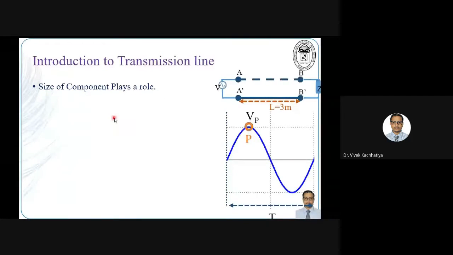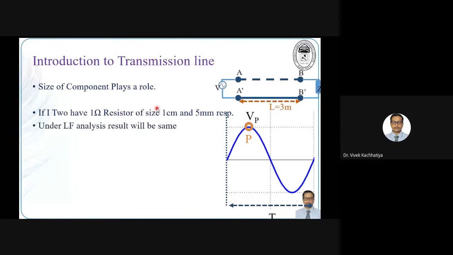Throughout that particular component, my potential difference is going to rise, and now this resistor won't behave as a normal 1 ohm resistor, which it would have behaved in normal circuit theory. So again, we will repeat this question. Suppose I have two different 1 ohm resistors, one with a size of 1 centimeter and another with a size of 5 millimeter, that is half a centimeter. For lower frequency analysis, when I apply some 50 hertz, 1 volt signal, it will give me some steady current RMS value.